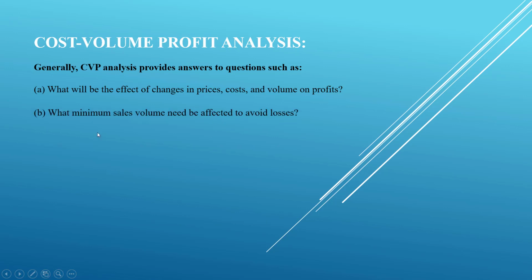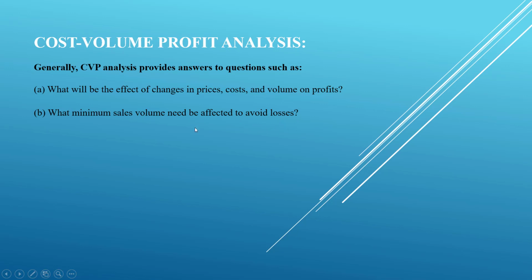The next question which is answered is: what minimum sales volume needs to be achieved to avoid losses? Minimum sales means that in order to avoid losses, your cost has to be exactly equal to sales, right? Suppose you are buying something at 10 rupees and you are selling it at 10 rupees, you don't get any profit or loss, right? But you are not having any kind of loss as well. So in order to avoid that, the cost of any material or product has to be the same as the sales. There should be a minimum sales volume for avoiding any kind of losses.